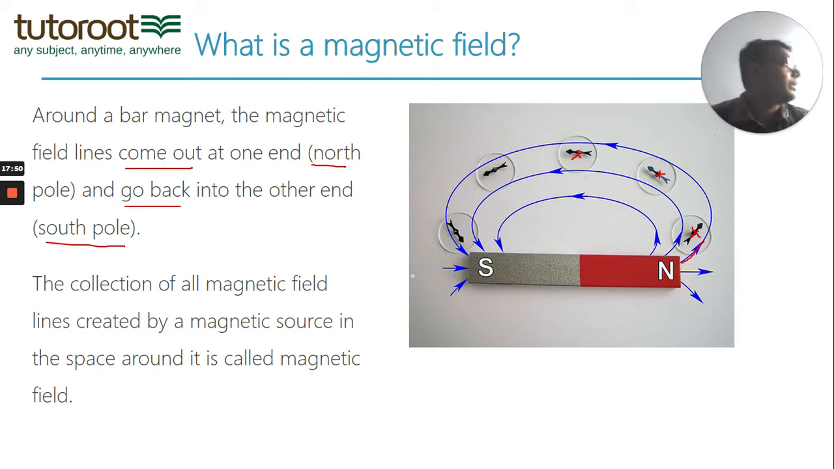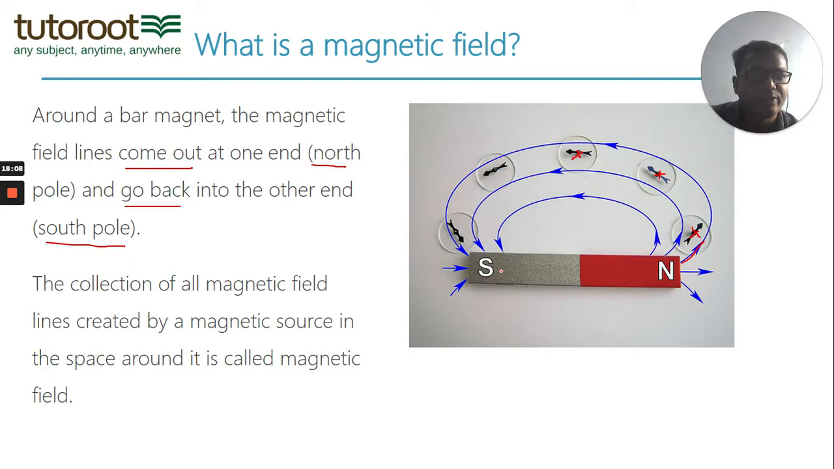Now a very interesting doubt can be, after going back into the south pole, what happens to the line? Does it stop there? Are new lines created at the north pole every time? And do these lines always end at the south pole? Now this is a very important question.